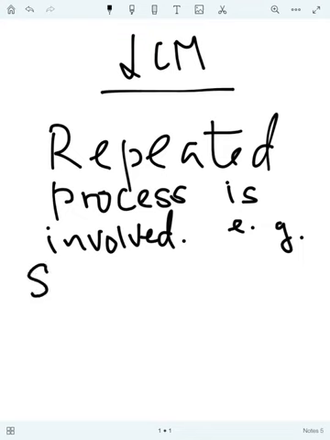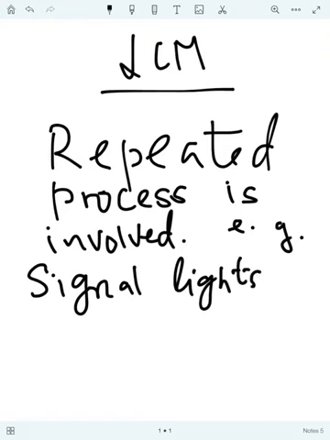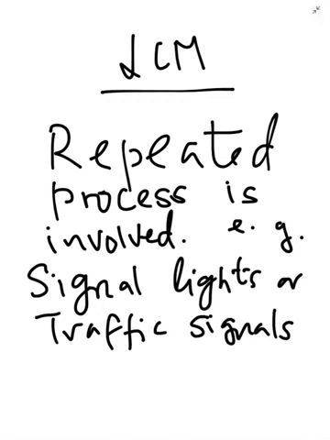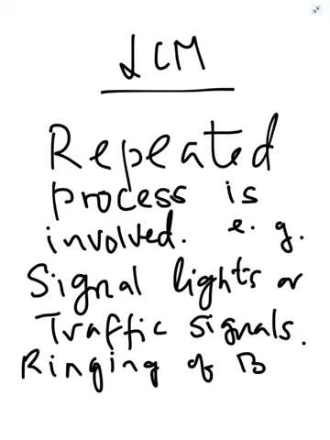For example, signal lights, or traffic signal lights, you can say. You know the signals, their circuit is electronic, so we can set their frequency and time period. So all the traffic signal lights will change after a certain time period. So we can apply the LCM there. Another situation is ringing of bells. Alarm clocks.